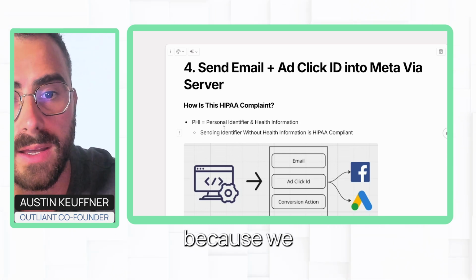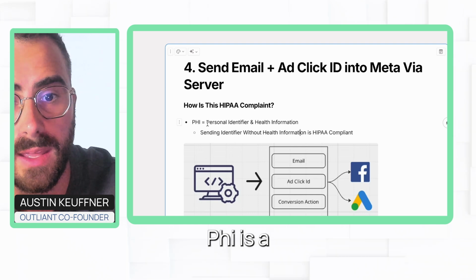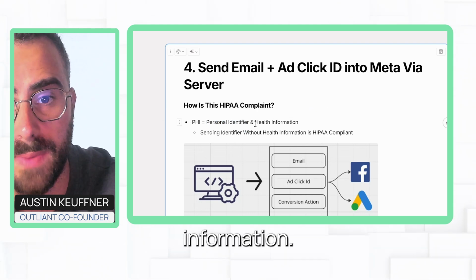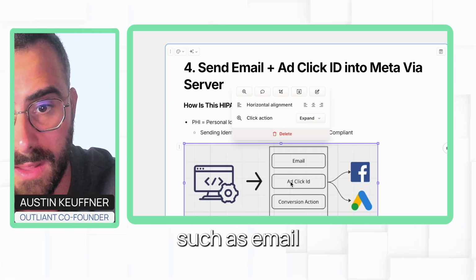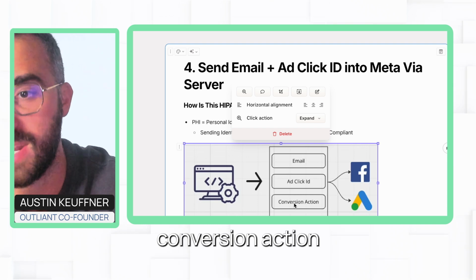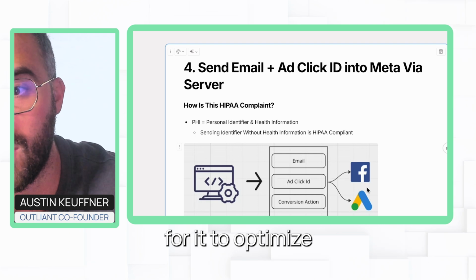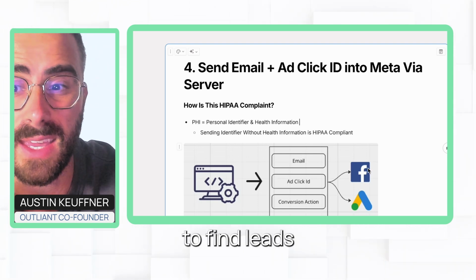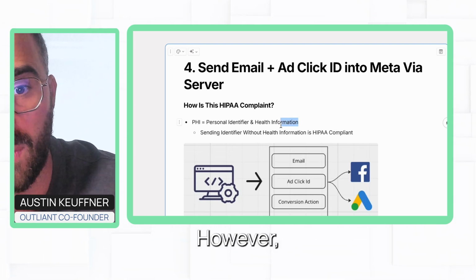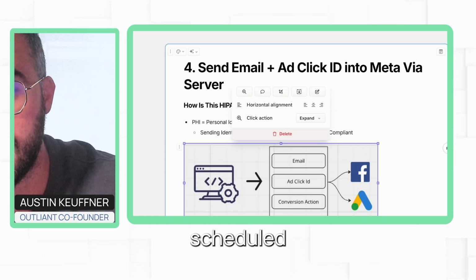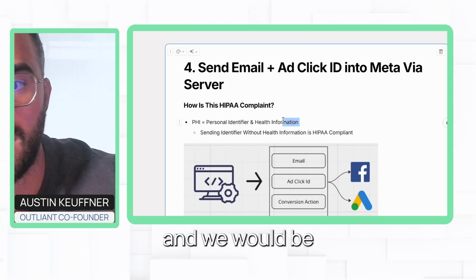Well, it's the case because we are not sending any health information. Remember, PHI is a personal identifier with health information. In this case, we have personal identifiers such as email and ad ID clicked, and then we have a conversion action which we're giving an arbitrary name of lead generated, and we're sending it into Facebook for the algorithm to do its thing to find leads that look just like this. We're not sending any health information. However, if we named our conversion action scheduled appointment for heart transplant, then that would be considered health information and we would be violating HIPAA.